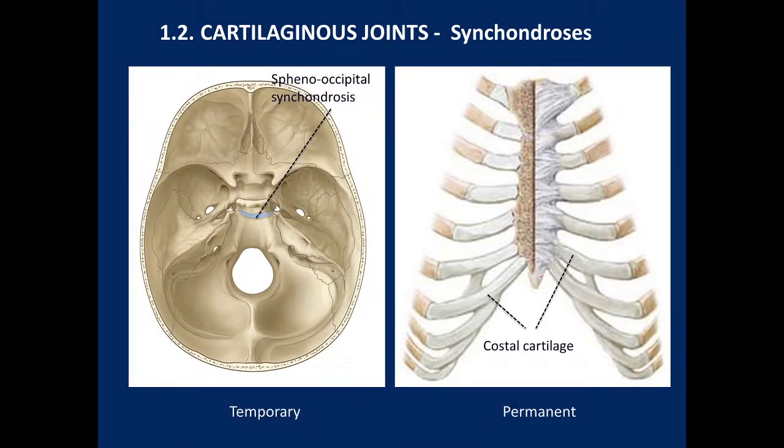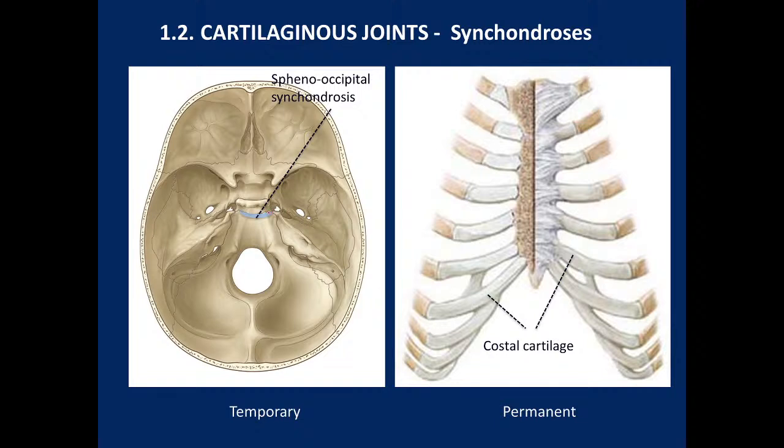Next group of synchondroses we call cartilaginous joints. In a cartilaginous joint, there is solid connective tissue that allows little or no movement at all. The articulating bones are tightly connected there either by hyaline cartilage or by fibrocartilage. What does it mean?